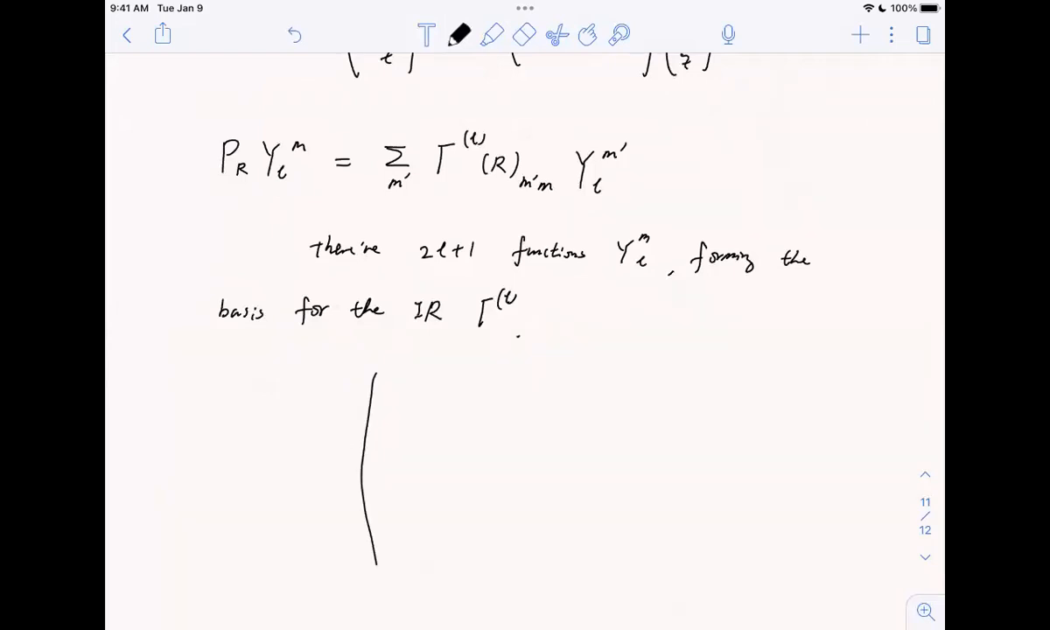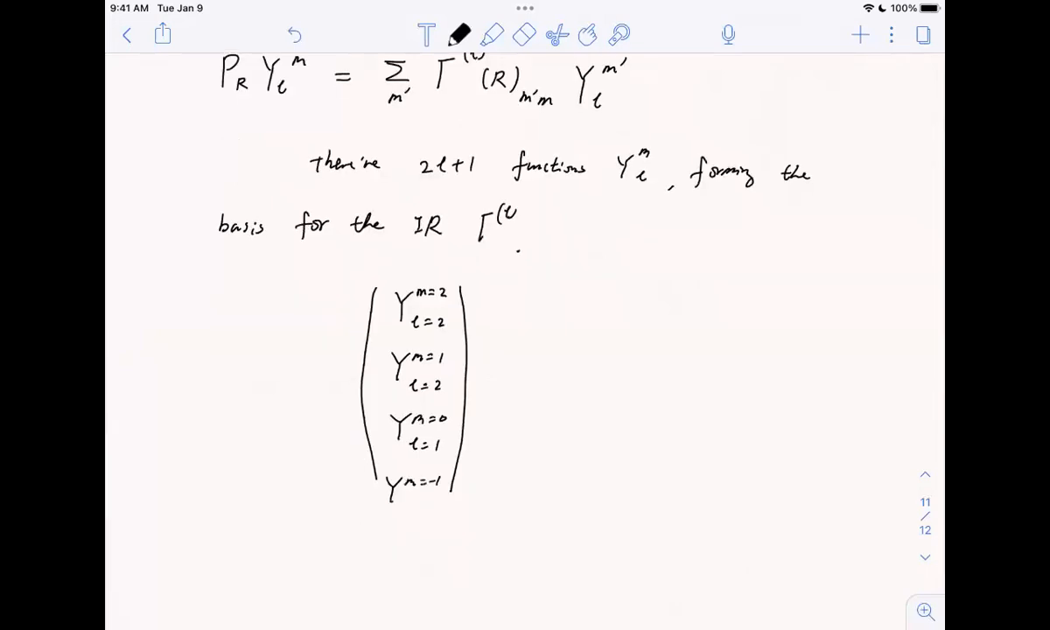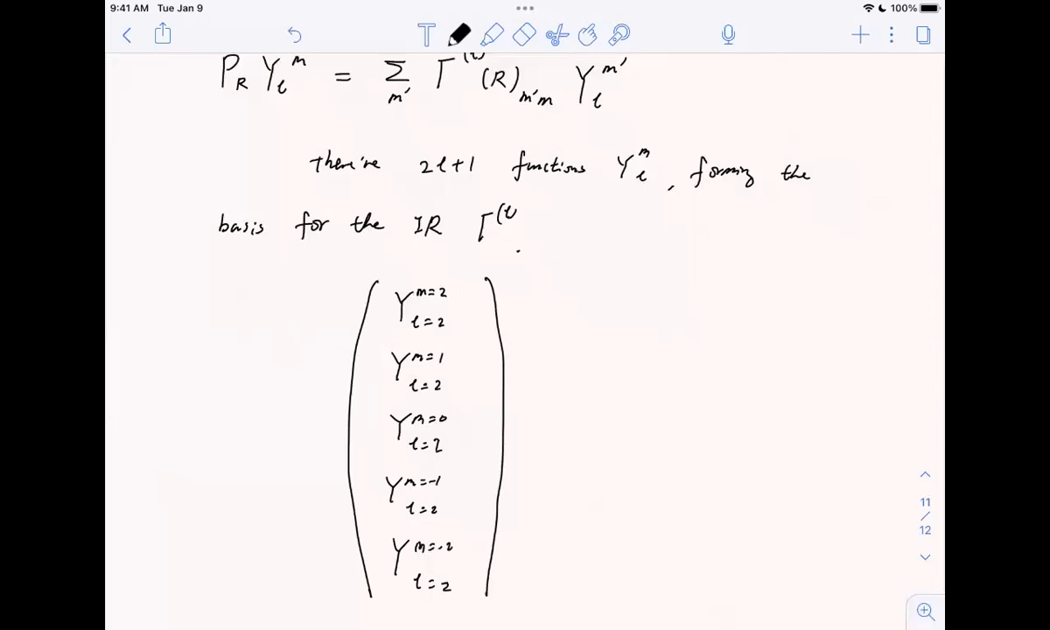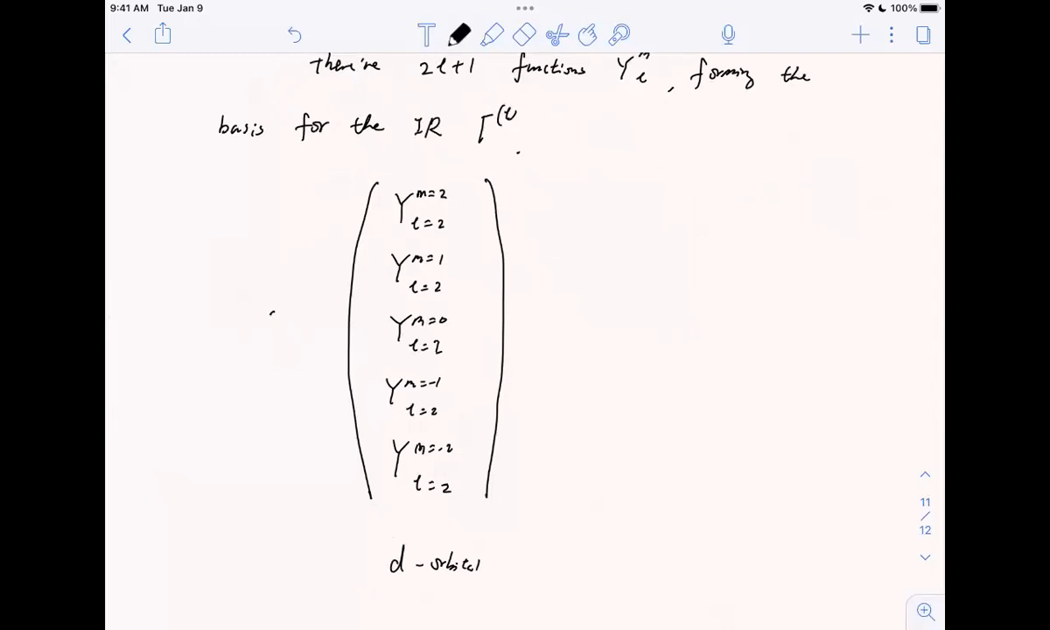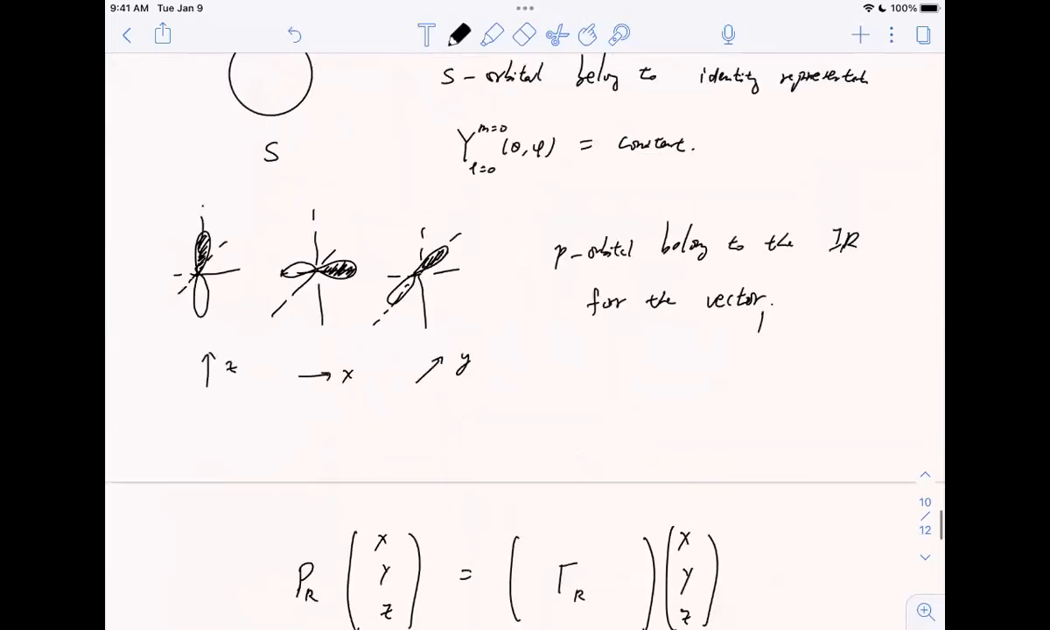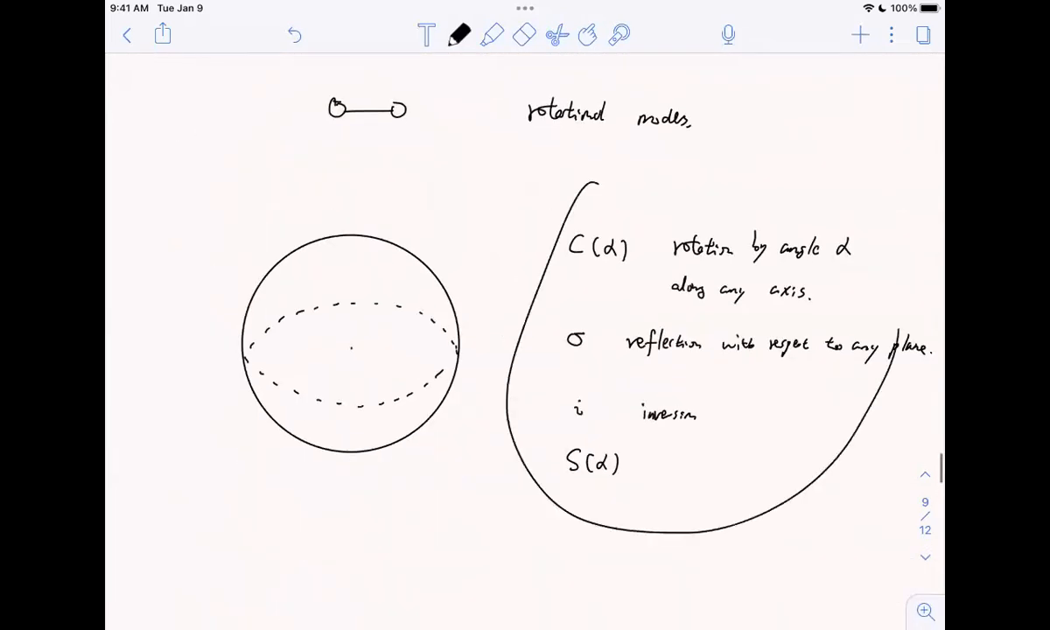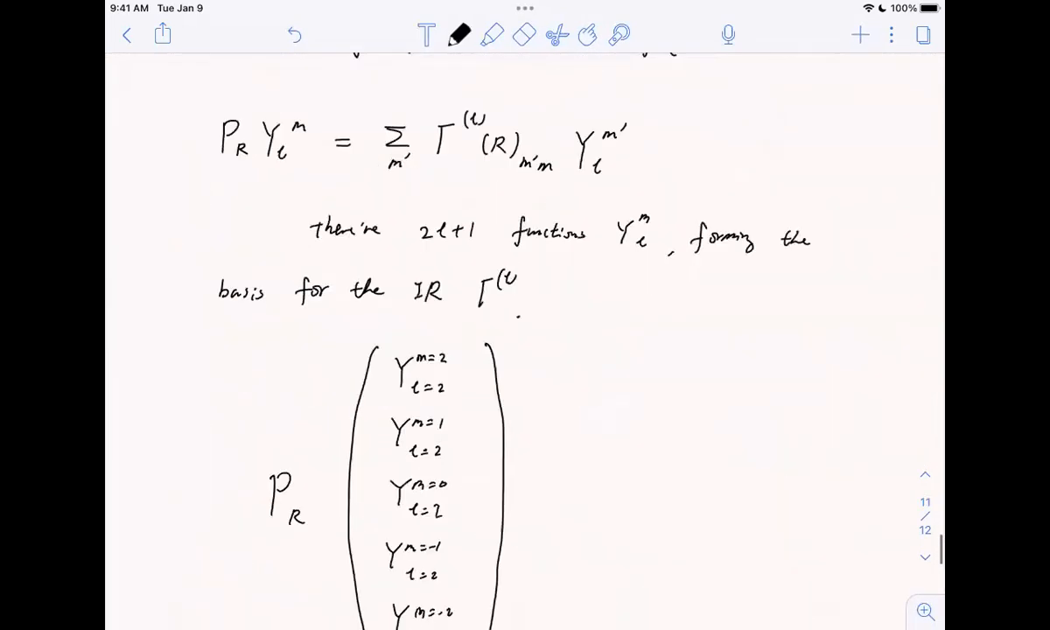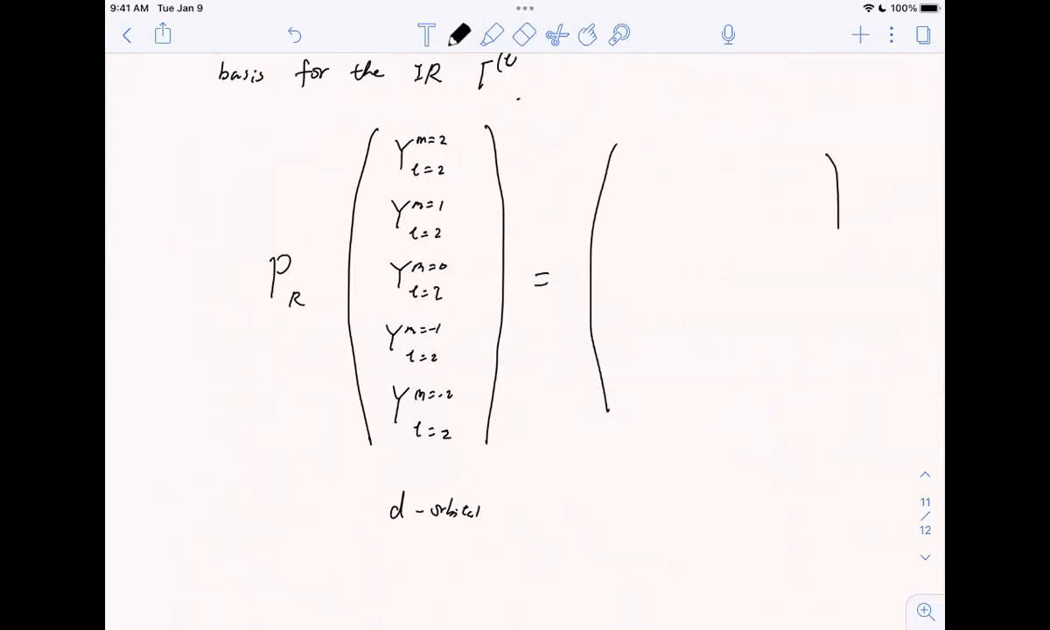So for example, let's say you go to D, you have Y with M equal to 2, L equal to 2, then 1, and so on, totally 5 of them. So you group these as the spherical harmonics for the D orbit. And then you apply any operation on it: rotation, reflection, basically any of these. You'll find that eventually what you get can be represented by a certain matrix.